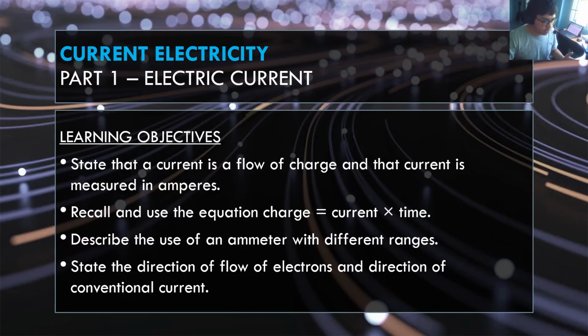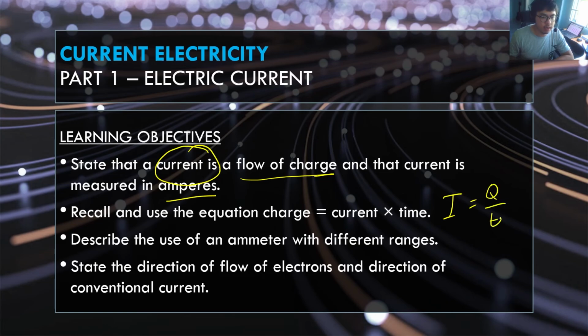To end this lesson, let's summarize what you learned today. You learned that current is a flow of charge and current is measured in amperes. You learned that current has the equation I is equal to Q over T, but you can also rearrange it in terms of charge, which is charge is equal to I times T. You know that the ammeter is the device that we use to measure current.